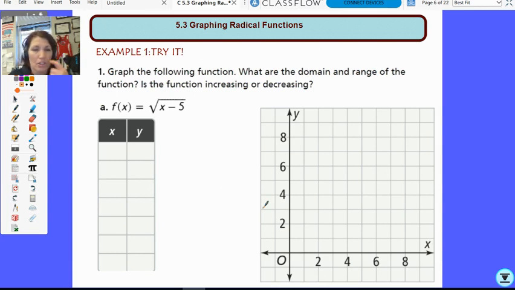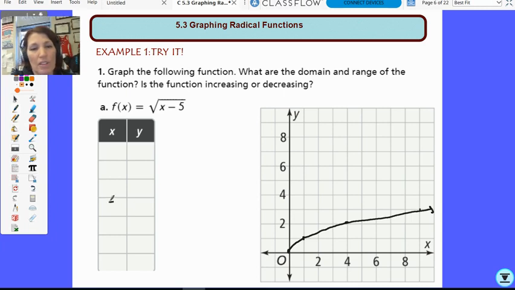Okay, so this is a square root function, so it's just going to have a little root. Here's my parent function, to give you an idea of what it's going to look like. You could do a table of values, or you can just use a shift in your functions. I'm going to go ahead and use a table of values.